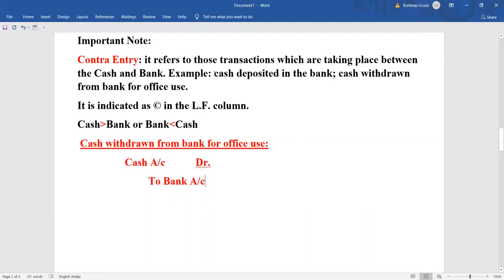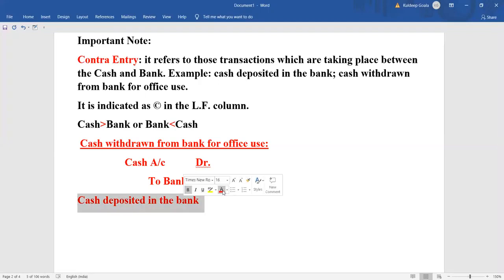And the other situation I'll explain now itself. Cash deposited in the bank. If the cash is deposited in the bank, it will be just the opposite, because the money is going to the bank. So bank is a receiver here, right? Bank receiver, bank will be debit.